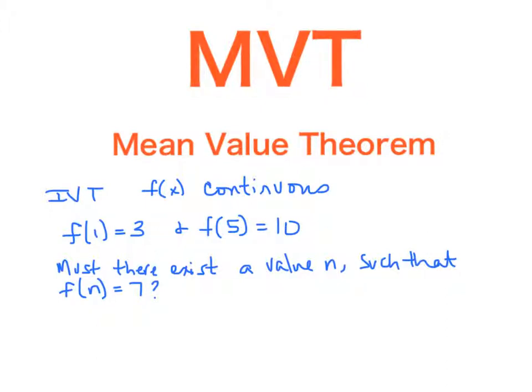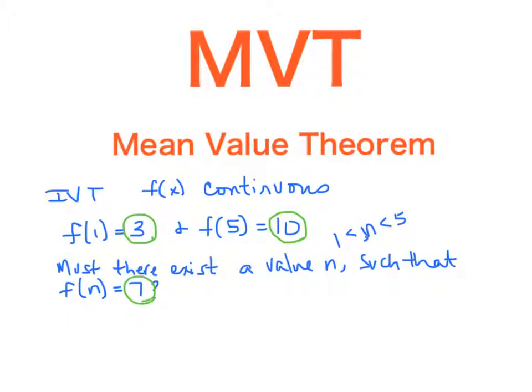So we said that the function was continuous. We knew that at f of 1 we had an output of 3 and at f of 5 we had an output of 10. The question is, must there exist a value n? Oh, and they should have said between 1 and 5, so 1 less than n less than 5. So does there exist a value n between 1 and 5 such that f of n is 7? We can definitely say that yes, there will exist a value n in between 1 and 5 that the output is 7.